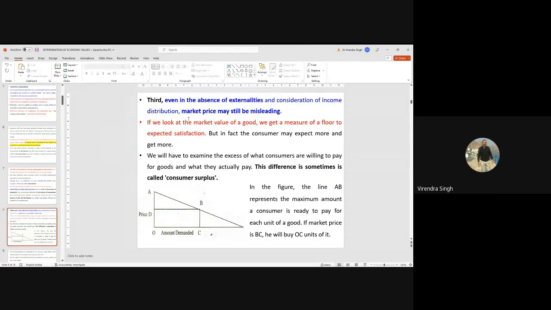The third one: even in the absence of externalities and consideration of income distribution, market price may still be misleading. If we look at the market value of a good, we get a measure of a floor to expected satisfaction. But in fact, consumers may expect more and get more. We have to examine the excess of what consumers are willing to pay for a particular good over what they actually pay. The difference between willingness to pay and what they actually pay is called consumer surplus.